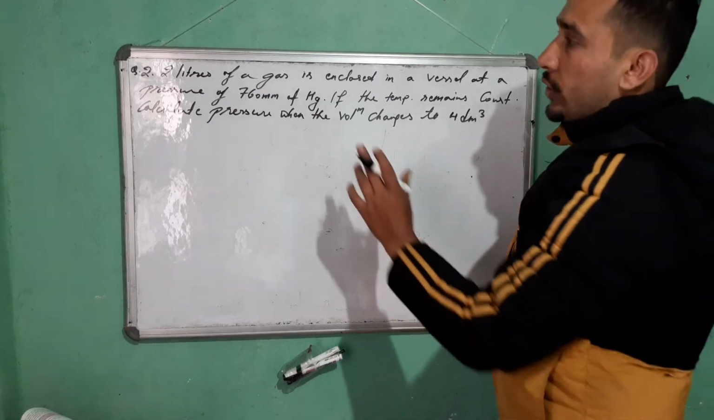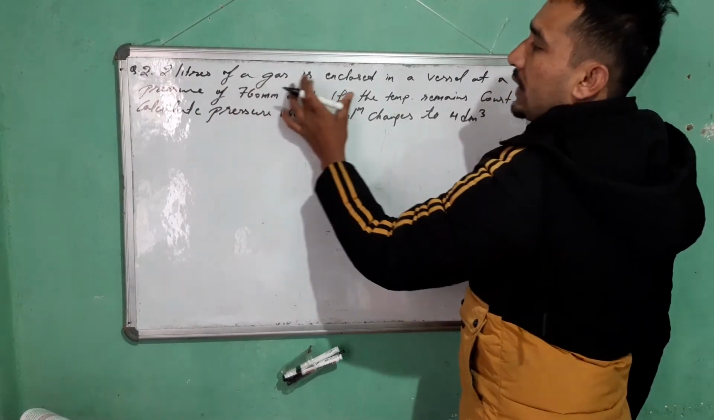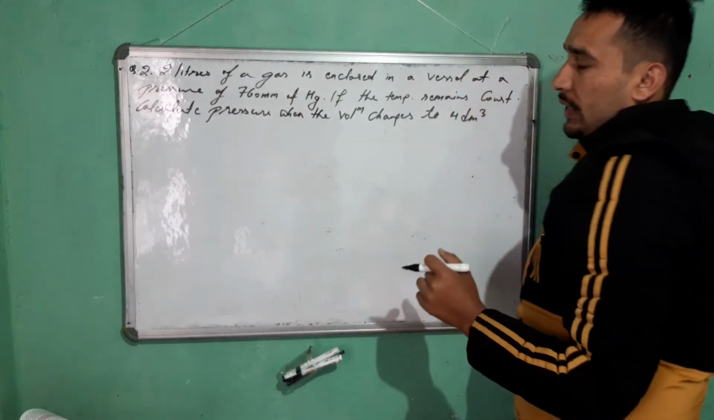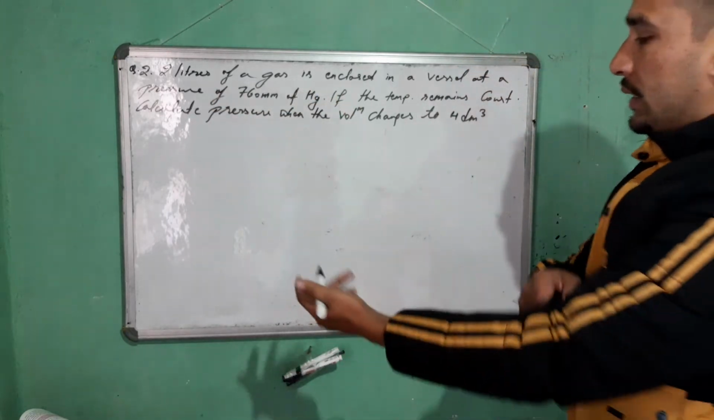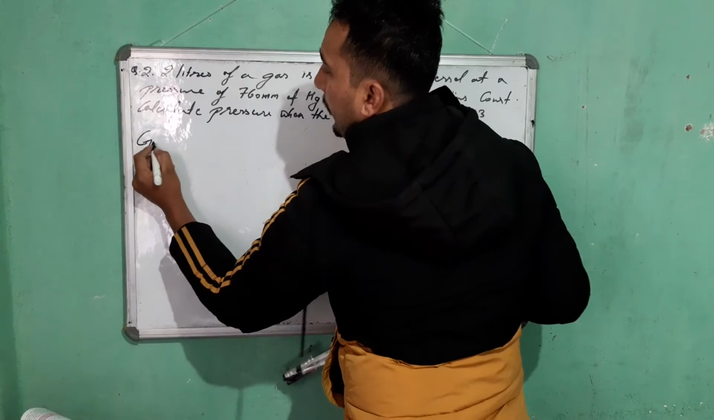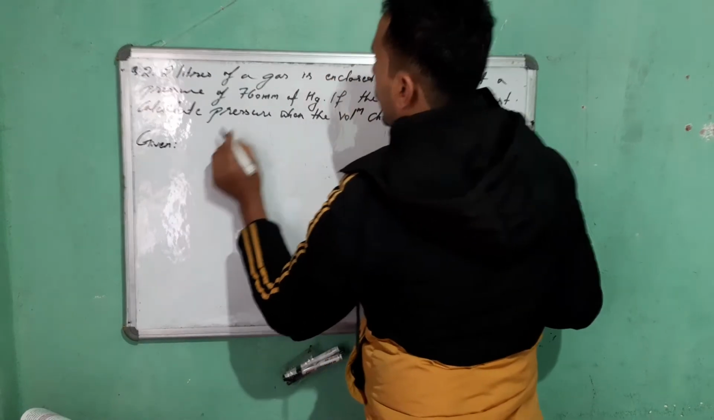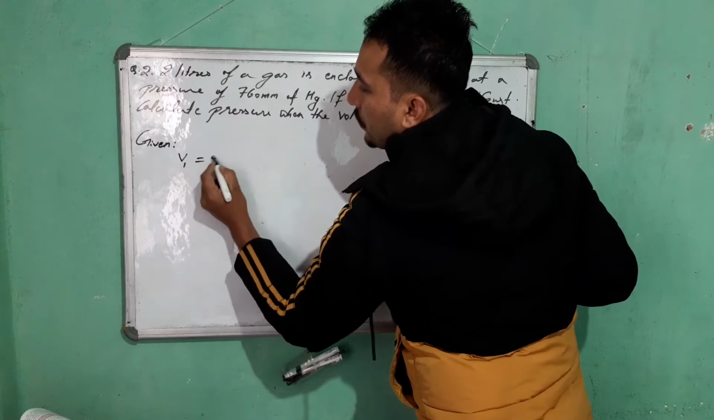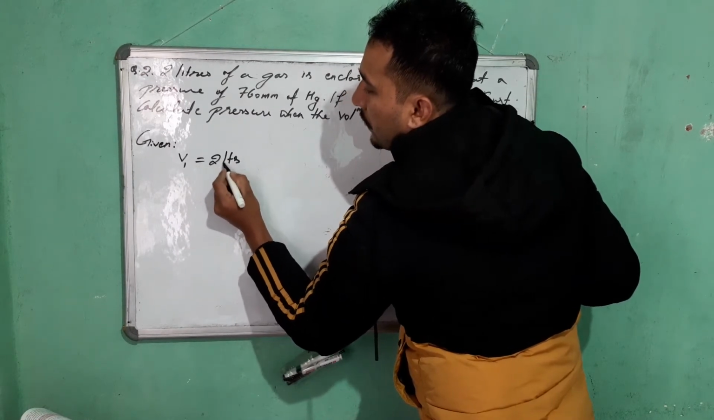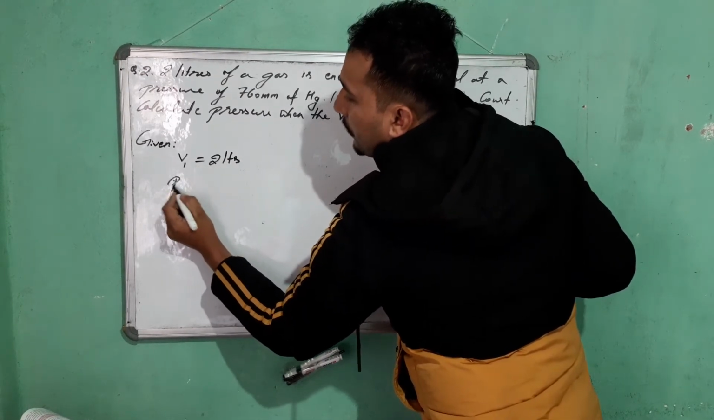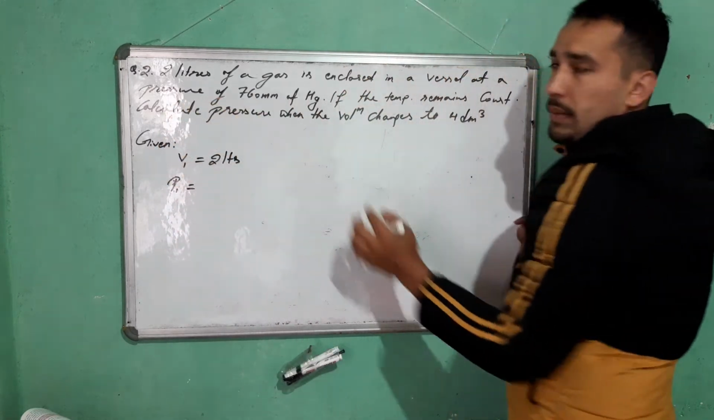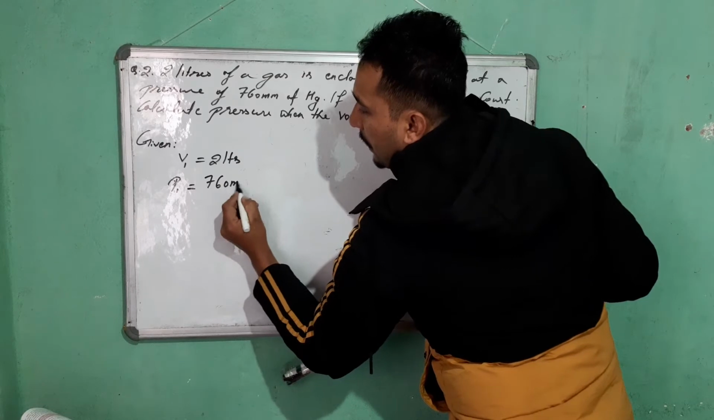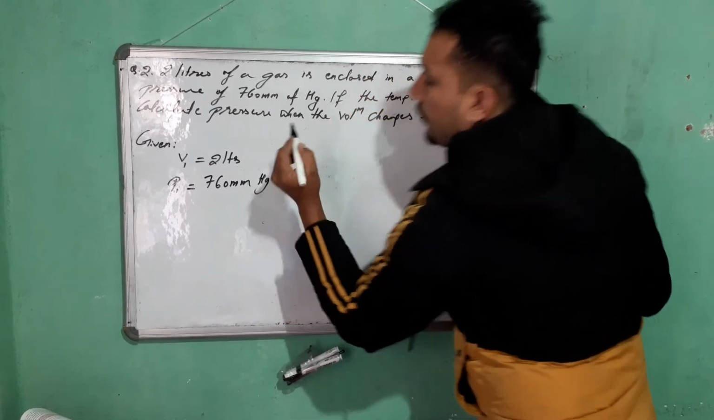Okay, question number 2 is: 2 liters of a gas is enclosed in a vessel at a pressure of 760 mm of Hg. So given, 2 liters means volume V1 is equal to 2 liters, pressure P1 is 760 mm Hg, okay.